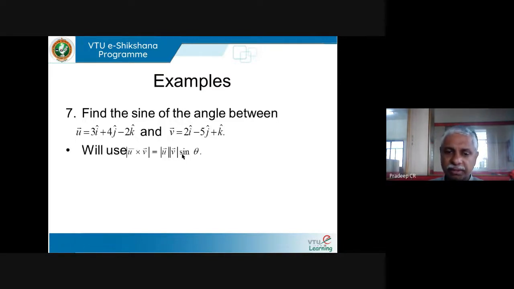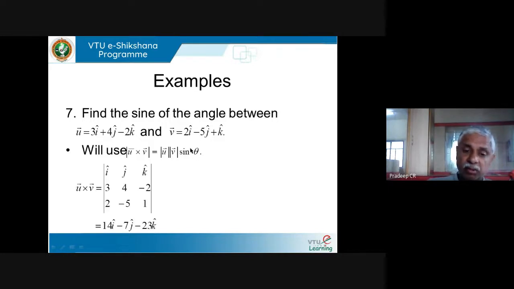Obviously, I'll go for the vector product. So mod of u cross v is mod u mod v sine theta. Here, conveniently, I have thrown out that unit vector because I'm not interested in the vector. I just want to know the sine of the angle. That's a unit vector, so its modulus is 1. So if this whole thing is multiplied by 1, it means this thing itself. So mod of u cross v is mod u mod v sine theta.